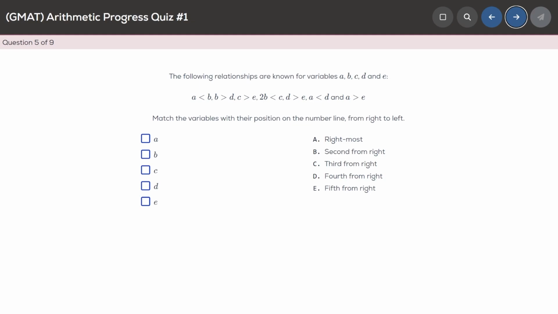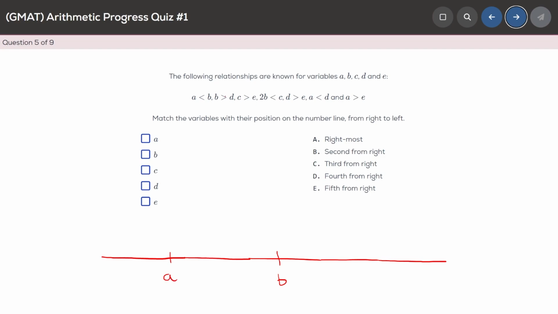The following, now this one is kind of annoying, so we have to be careful. We have to organize this on the number line. So what we want to do is draw a number line and just work with the information we're given. The first piece of information is that A is smaller than B. So if I put B right in the middle, I know A is going to be somewhere over here. Remember, when things are smaller, they're to the left.